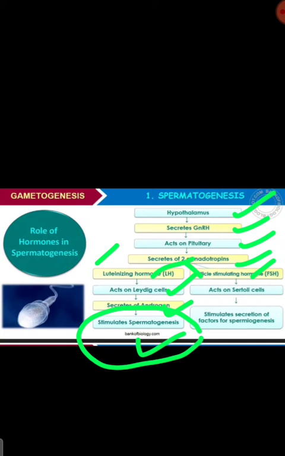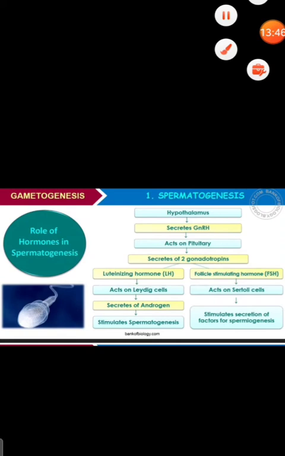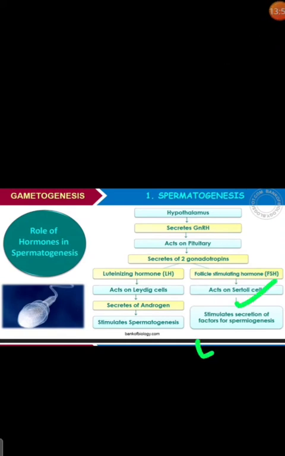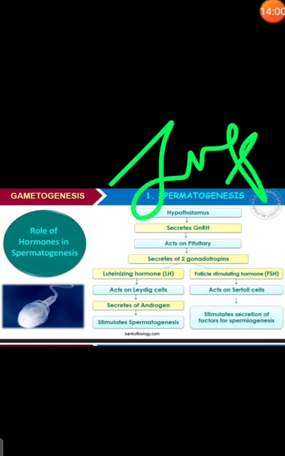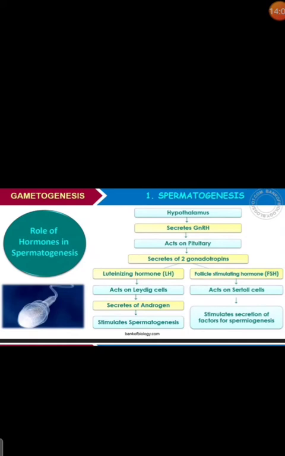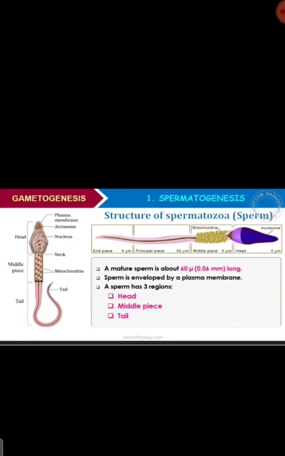And then follicle stimulating hormone acts on Sertoli cells, and it stimulates the secretion of factors which are needed for spermiogenesis. So this slide is also very important to understand the role of hormones in spermatogenesis. Now you can see the structure of sperm.